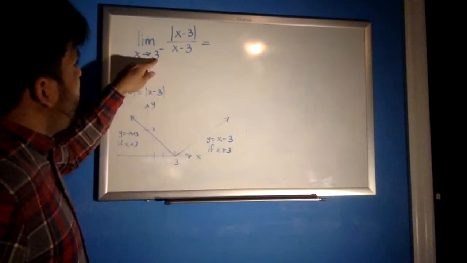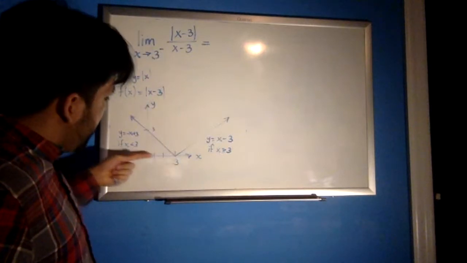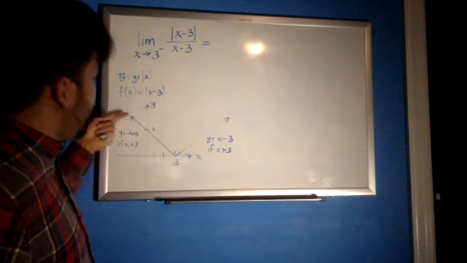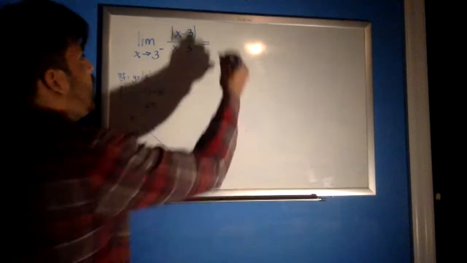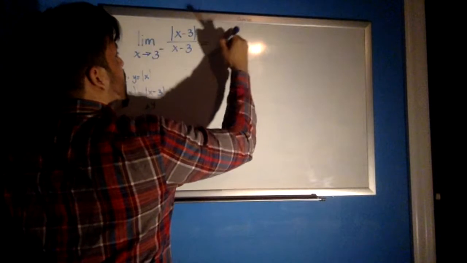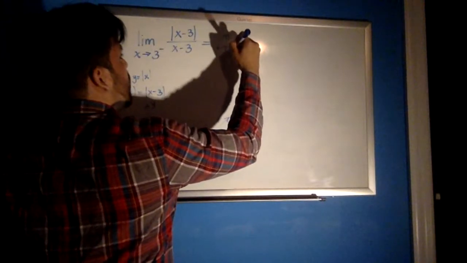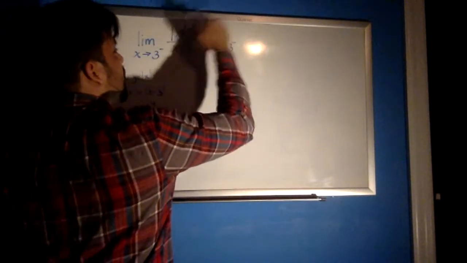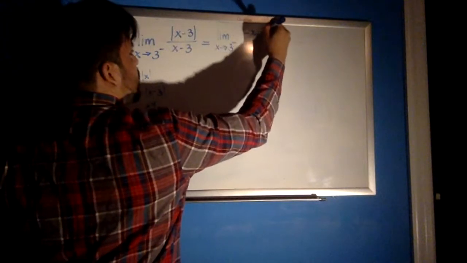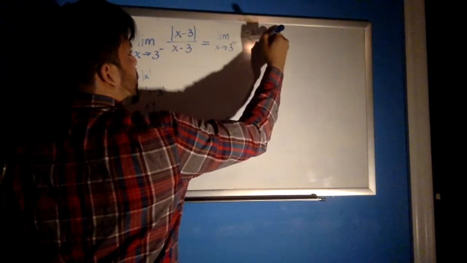So if I'm approaching 3 from the left, what is the absolute value of x minus 3? It's actually negative x plus 3. So this becomes the limit as x approaches 3 from the left of negative x plus 3 over x minus 3.